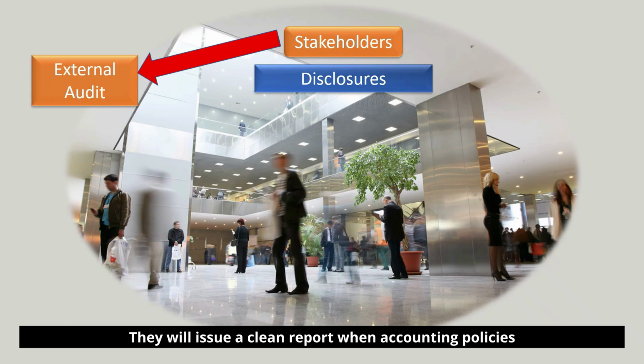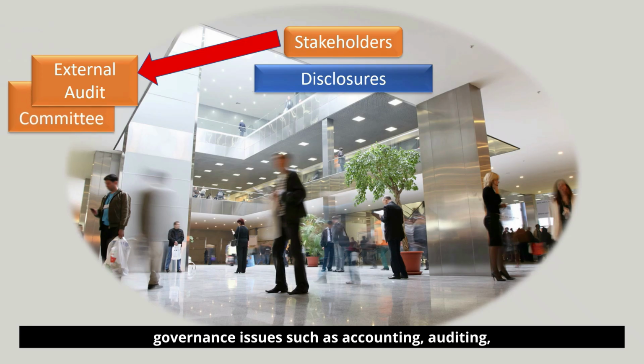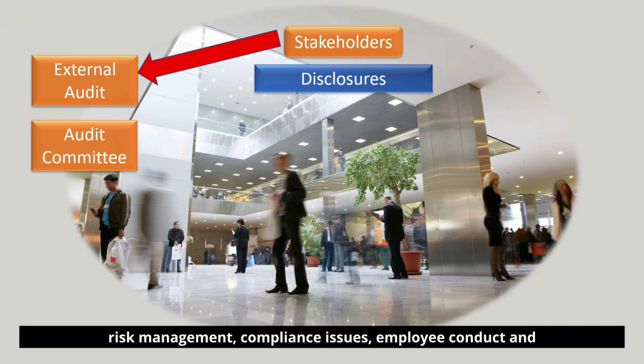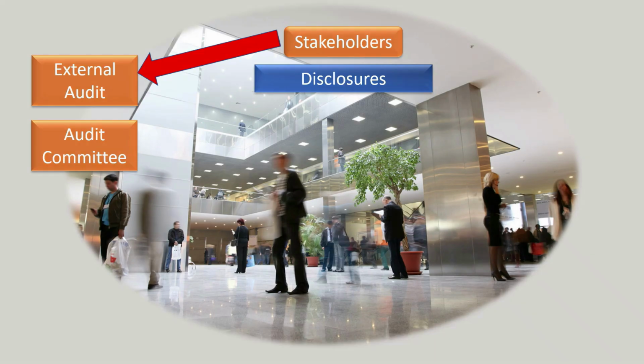They will issue a clean report when accounting policies are properly applied and the financial accounts provide a true and fair view of the business results and balance sheet. While the Audit Committee reports to the board on governance issues such as accounting, auditing, risk management, compliance issues, employee conduct, and financial reporting practices. Your chief auditor will normally support the board via this forum. It may request investigations into any relevant issues, as may other parties such as risk, nominations, remunerations, ethics, compliance, sustainability, cybersecurity, and information governance forums.